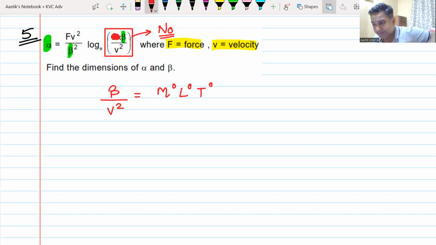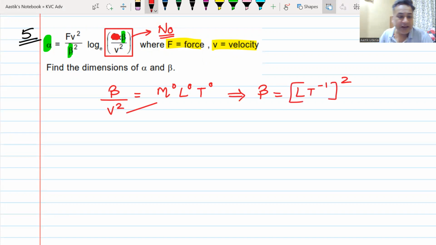Yes or no? Yes. That simply means not the value I am talking about. The dimension of beta must be the same as the dimension of v square, which will be going here. The dimension of v is LT minus 1, so LT minus 1 whole square. And that is the answer, my dear friend. That is the answer for this one.